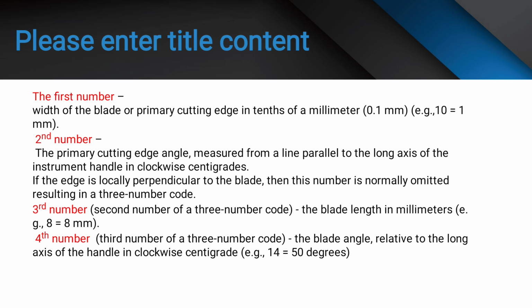Then we follow the three number formula, in which the third digit in the four digit formula indicates the blade length in millimeters, and this blade length in the three number formula takes the place of the second digit. The fourth number, which is the third number in the three number code, indicates the blade angle related to the long axis of the handle.